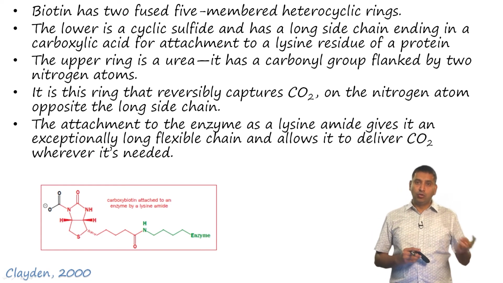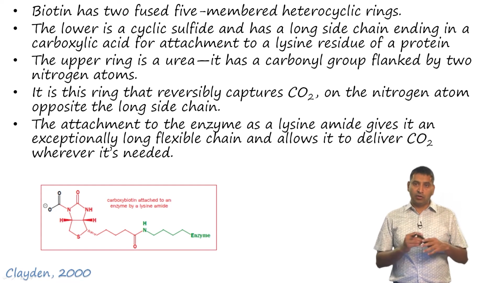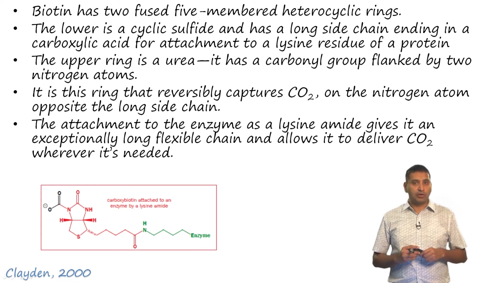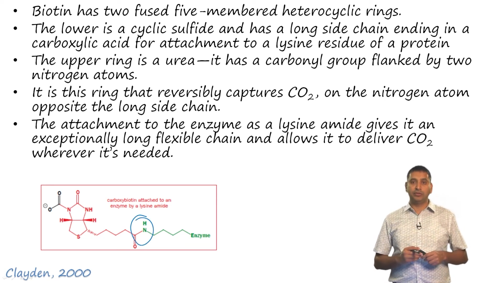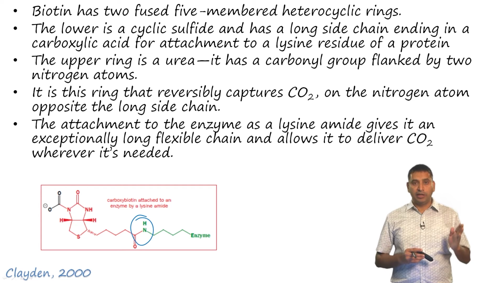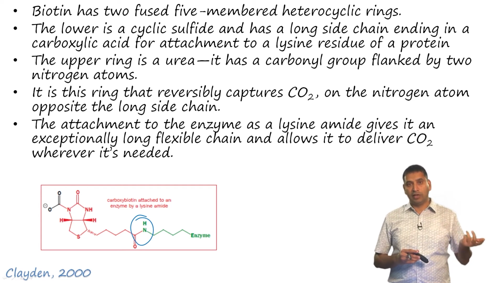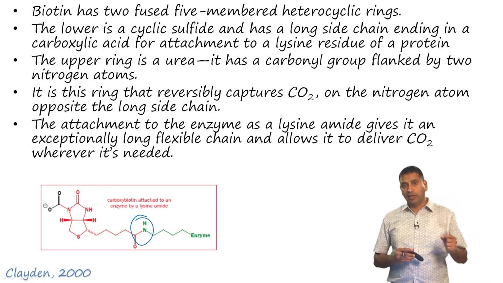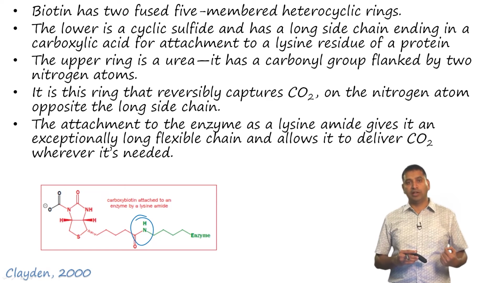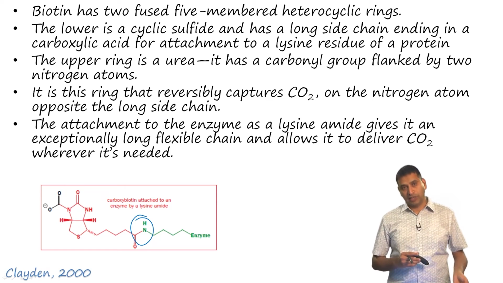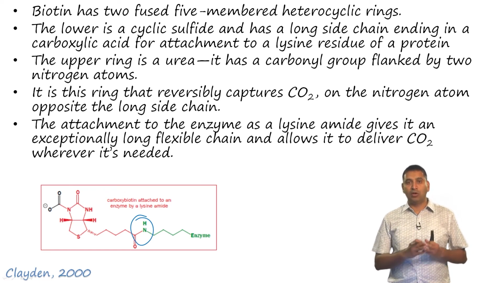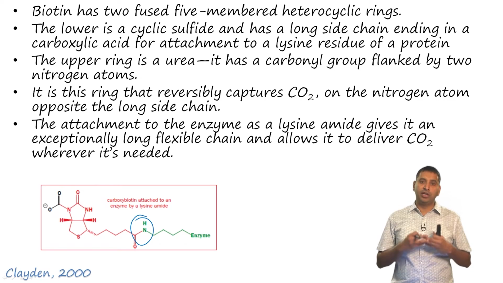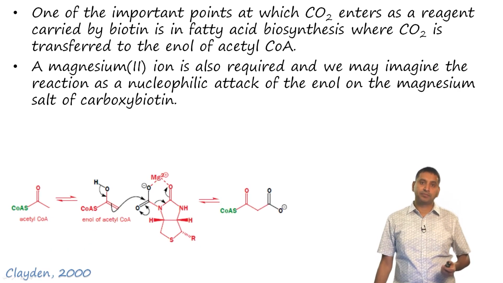So, biotin has 2 fused 5-membered ring heterocyclic rings, and the lower is a cyclic sulfide and has a long side chain ending up in a carboxylic acid. And so, this helps with attaching itself to lysine residues of a protein. The upper ring is a urea, and it has a carbonyl group that is flanked by 2 nitrogens. It is this ring that reversibly captures CO2 on the nitrogen atom opposite the long side chain. The attachment of the enzyme as a lysine amide gives it an exceptionally long flexible chain and allows it to deliver CO2 whenever it is needed.